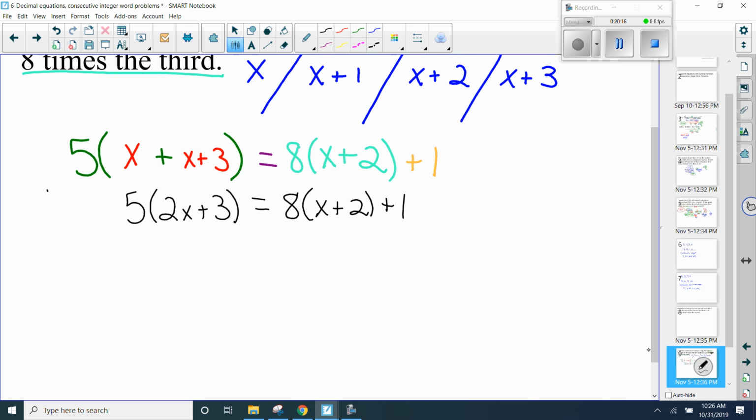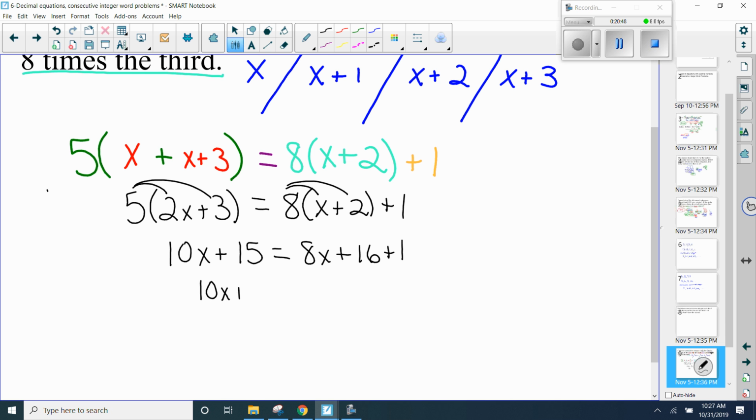Is the left-hand side simplified? What do you want to do to it? Yeah, we're going to distribute. So 5 times 2x is 10x, 5 times 3 is 15. On the right-hand side, how do I solve? I distribute, so you get 8x plus 16 plus 1. Was the left-hand side simplified? Yes, 10x plus 15. Is the right-hand side simplified? No. I can group these two terms together to give you 8x plus 17.